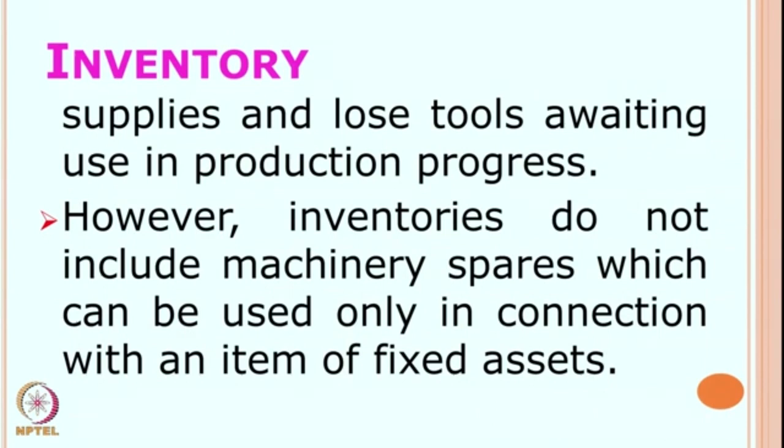Any item which is normally bought and sold, or you buy raw material, process it and sell, then these items, which are raw material, work in progress and finished goods, are the ones you call inventory. Apart from these, very small items like loose tools or maintenance supplies are also part of inventory because they would also be absorbed into the product. However, if you are keeping machinery spares, then such items should be classified as fixed assets because they are not for the purpose of selling.